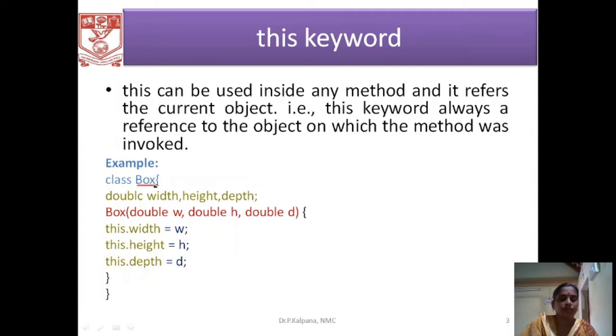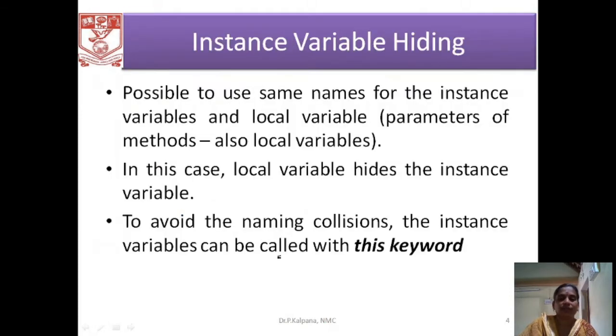Class Box. Box is a class which contains three instance variables: width, height and depth. And I have introduced one constructor Box, which has three local variables w, h and d. w is assigned to this.width. So width is the instance variable which is referred to with the help of the this keyword. h is assigned to this.height. Similarly, d is assigned to this.depth.